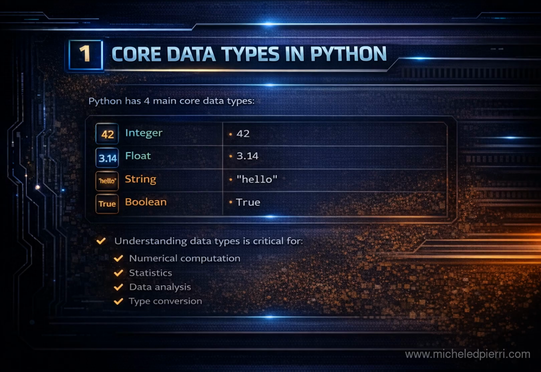Python handles 4 main core data types. Understanding these differences is critical for numerical correctness and efficient memory management. As you can see in the table, we have integers for whole numbers, floats for decimals, strings for text, and Booleans for logical true or false values.